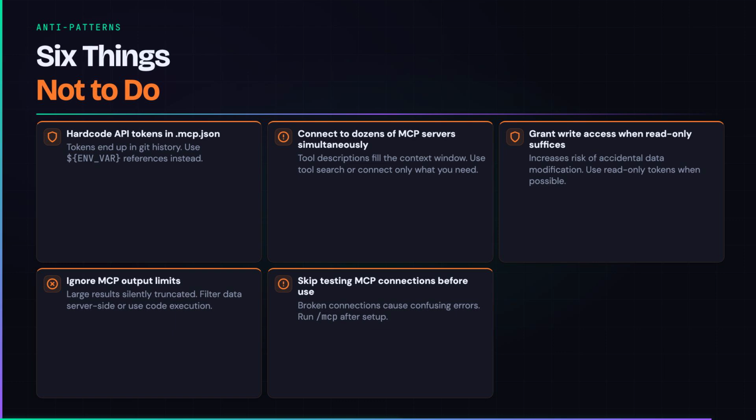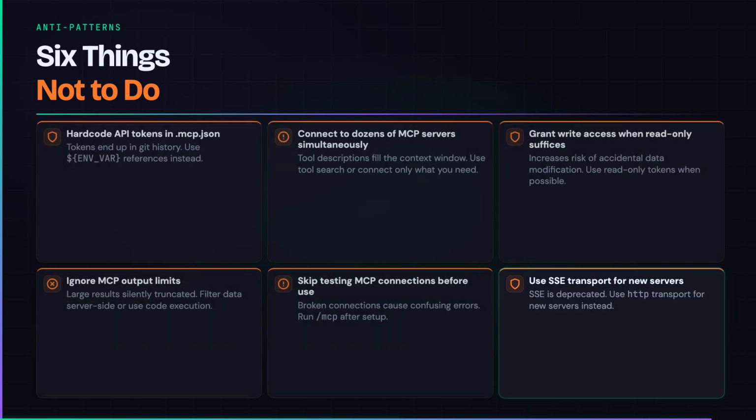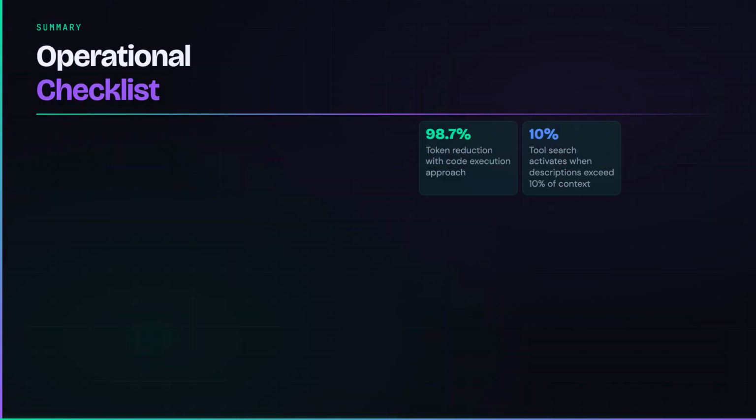Do not skip testing MCP connections before use. Run /mcp first, or you will debug phantom problems that are really just broken setup. Do not build new servers on SSE. It is deprecated, so choose HTTP for fresh remote integrations. Let's look at the operational checklist.